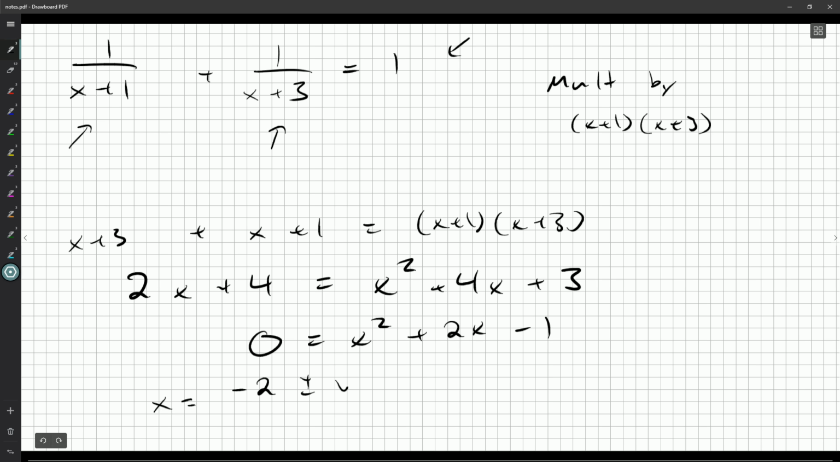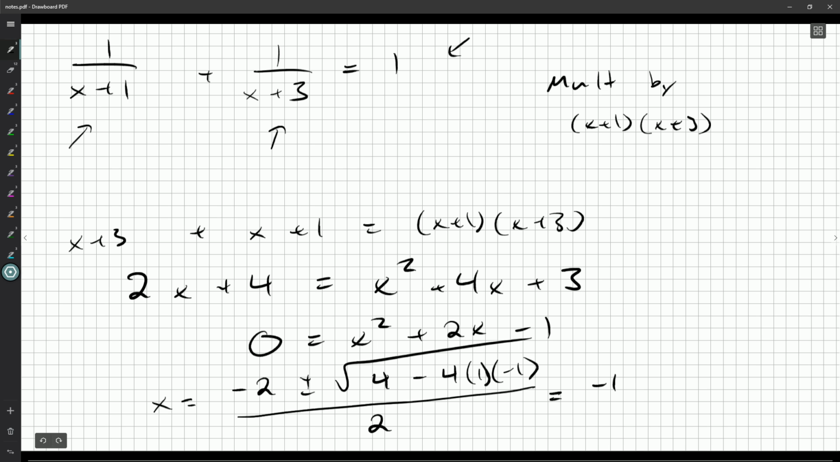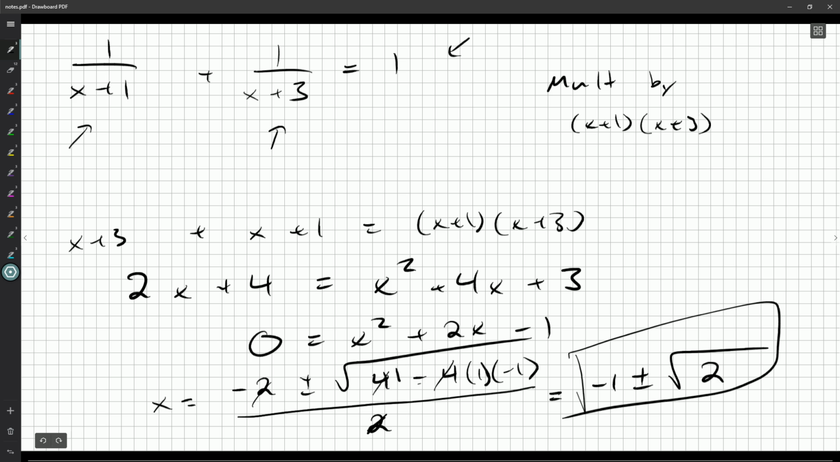Negative b plus or minus the square root of b squared minus 4ac, all over 2a. So that'll be negative 1 plus or minus, getting rid of the 4's in here by canceling out this 2 here, and you'll have 1 minus negative 1, so you'll get 2. So negative 1 plus or minus root 2 should be our answer. So these are the only possible values of x that work.